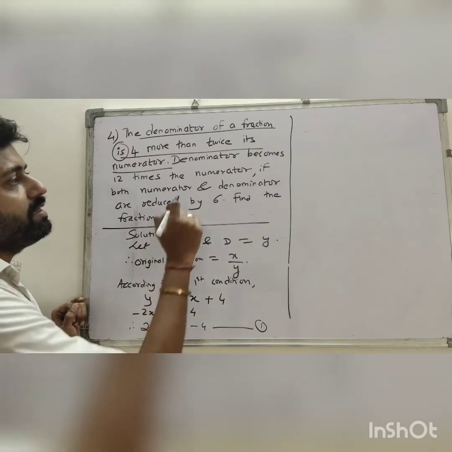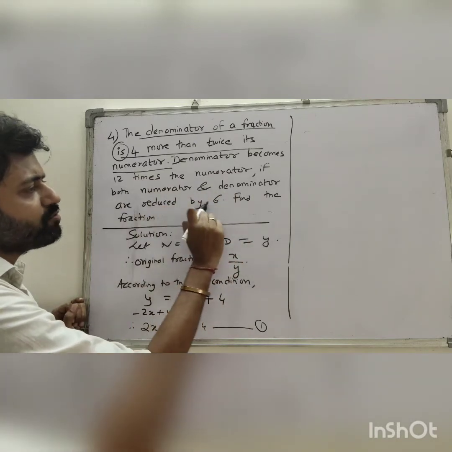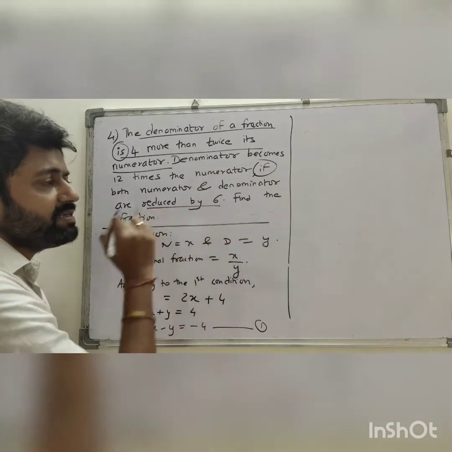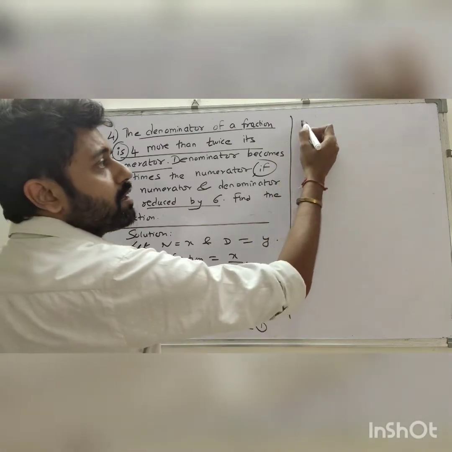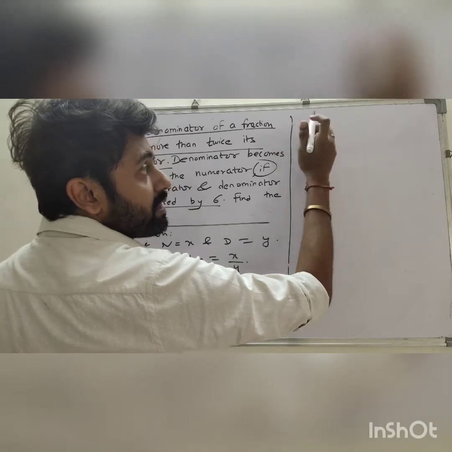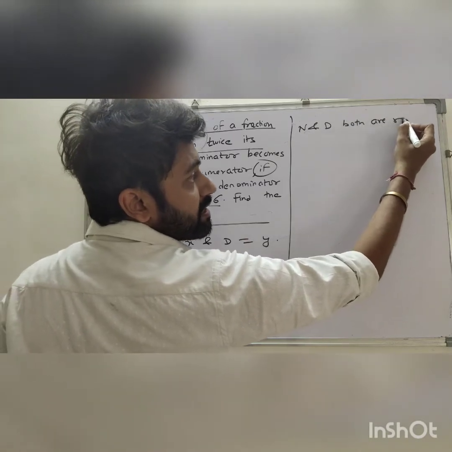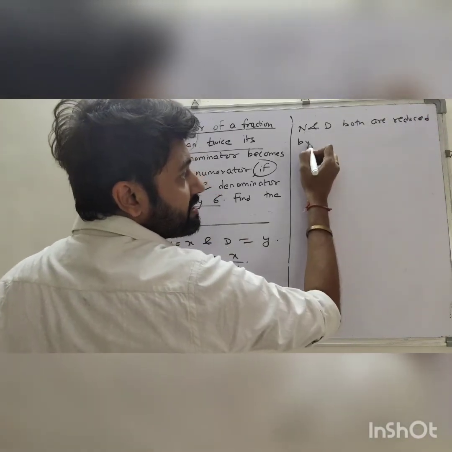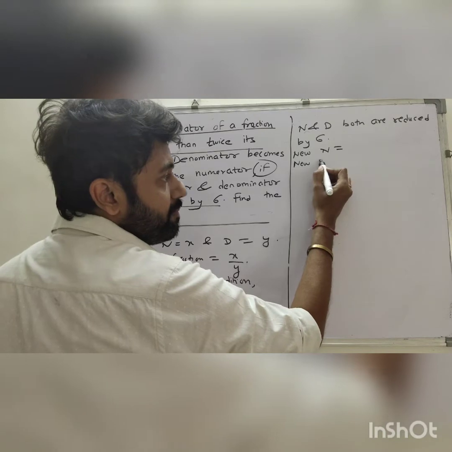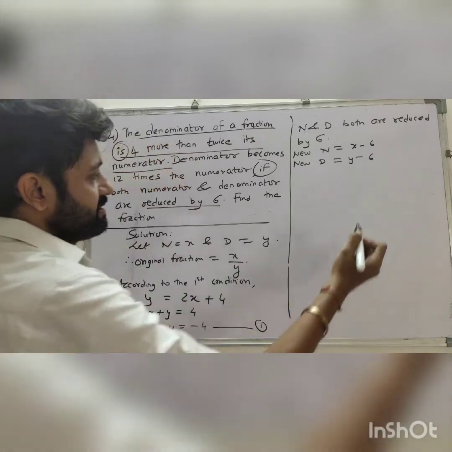says that the denominator becomes 12 times the numerator if both the numerator and denominator are reduced by 6. They say that if both are reduced by 6. Now, the new numerator, remember, numerator and denominator both are reduced by 6. So, the new numerator will be x minus 6, and the new denominator will be y minus 6.